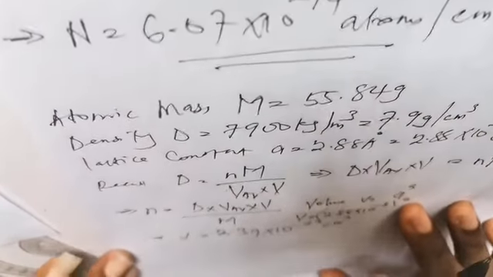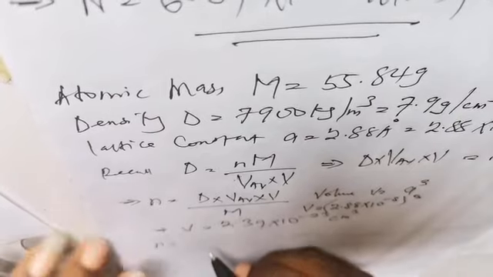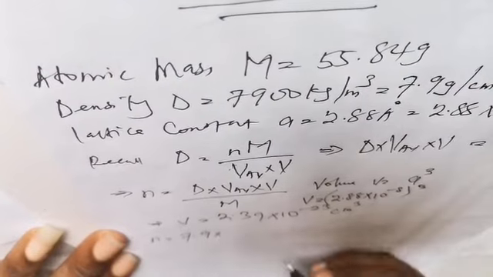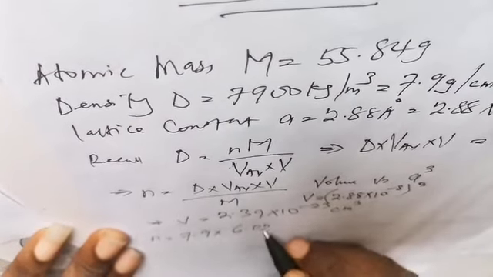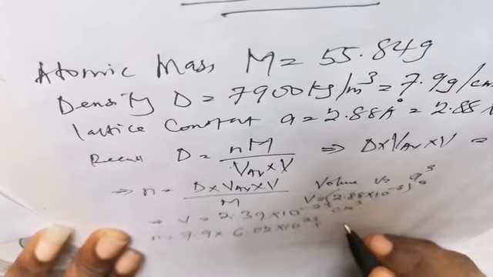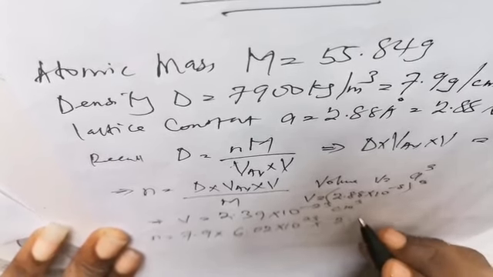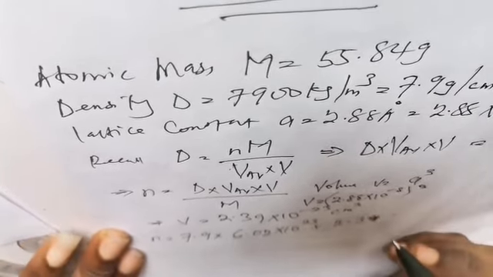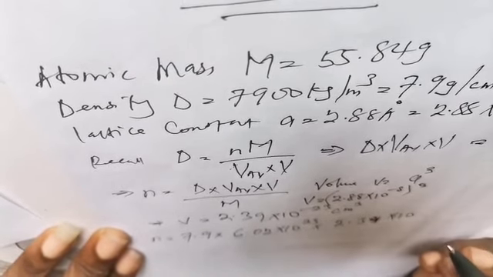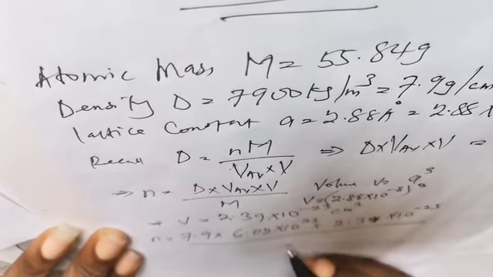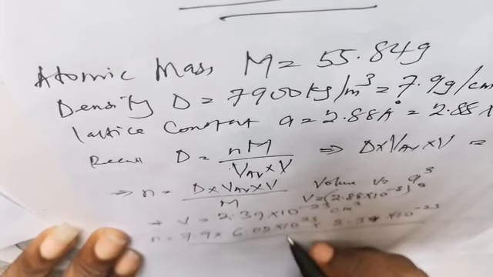Let's plug into this equation for n. Therefore, n is equal to, density, which we've converted to 7.9 gram per centimeter cube, multiplied by Avogadro's number, which remains 6.02 by 10 to the power of 23, multiplied by the volume, which is 2.39 by 10 to the power of minus 23, all over the atomic weight, which is 55.84.